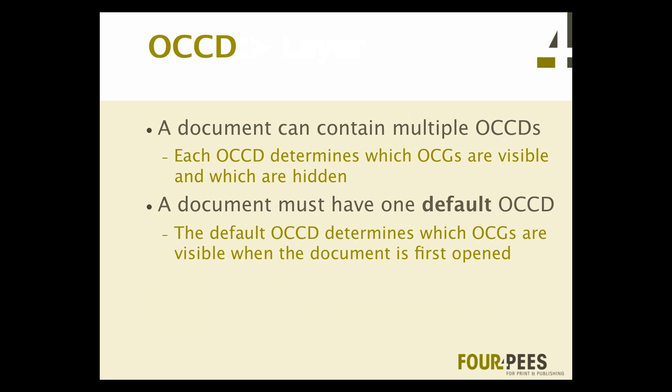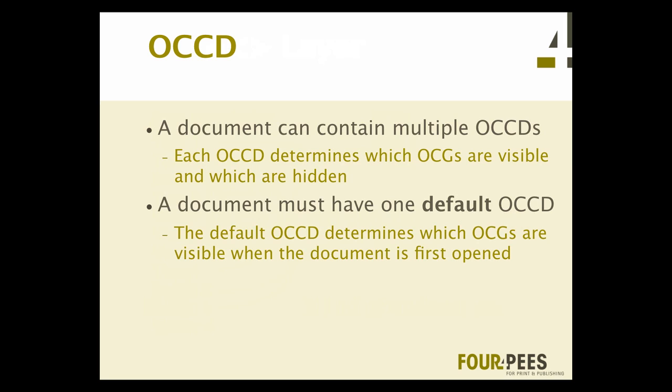The next building block is an OCCD. An OCCD, optional content configuration dictionary. A document can contain multiple of those OCCDs, as many as you want, I think. And an OCCD can determine which OCGs are visible and which ones are not visible. And I'll give you an example in a second.